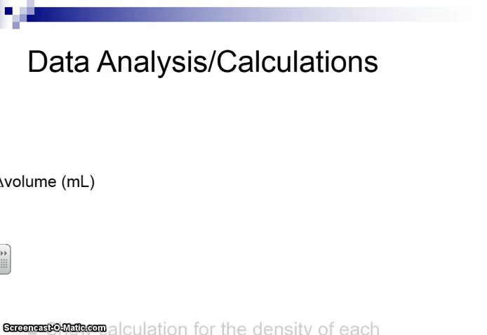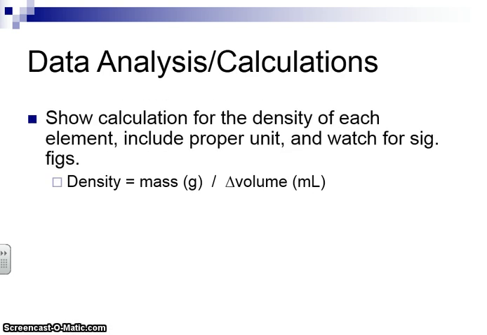Here we go. For the data analysis, your basic goal here is going to be to find the density of the elements you've tested. Remember, density is going to be easy to find. It's going to be your mass divided by your change in volume. Okay, that's what the little delta symbol there means. This is delta, the change in volume in milliliters.